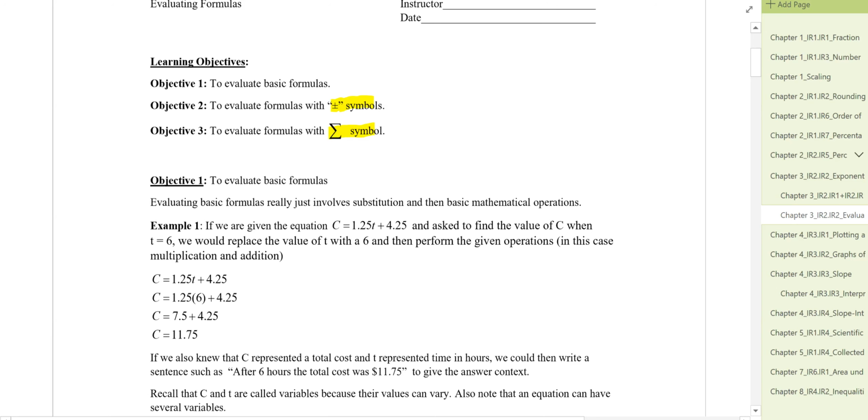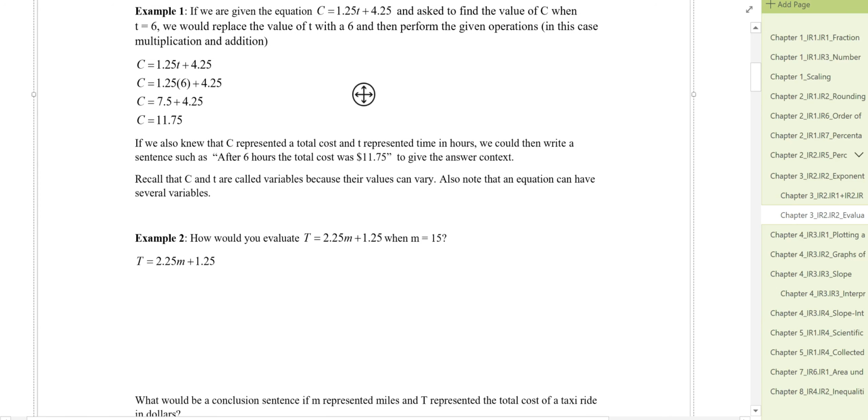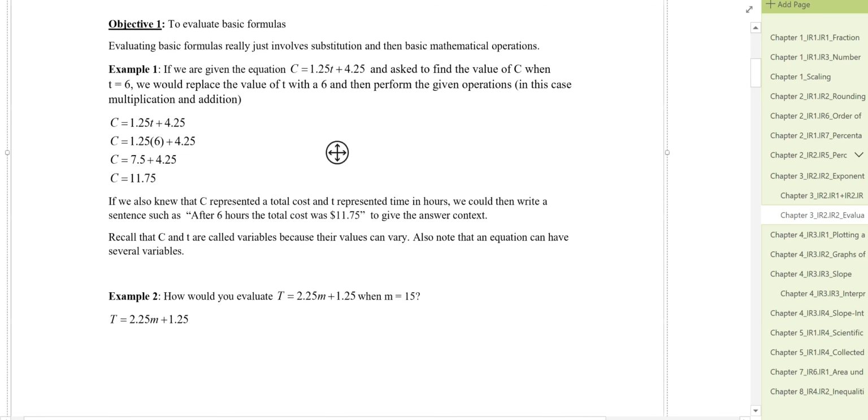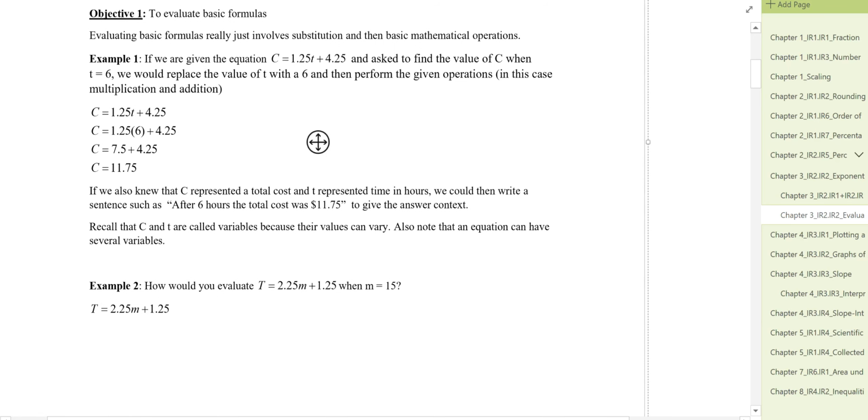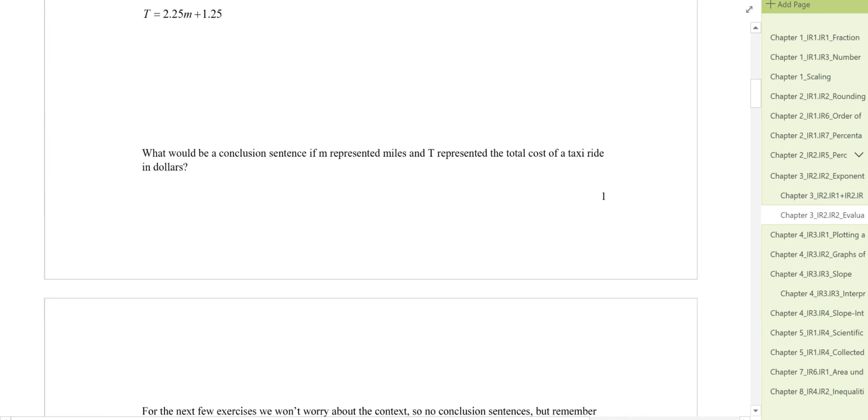All right, let's do some basic ones first. Here again, I'm going to focus on evaluating using your calculator. So I have the expression C equals 1.25 times t plus 4.25. To evaluate something like this, notice that when there's nothing in between, it tells me to multiply, meaning 1.25 times t. So when t equals 6, I can plug it in. 1.25 times 6 gives me 7.5. The next operation tells me to multiply first and then add, which gives me 11.75. Right? So I can do the same thing using a calculator.